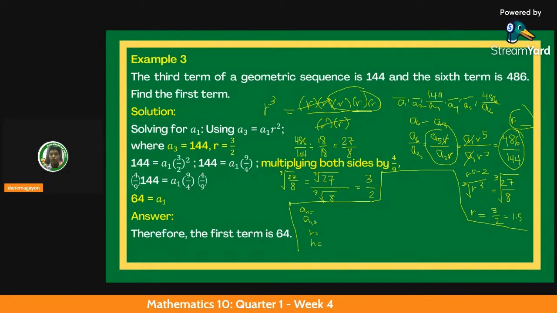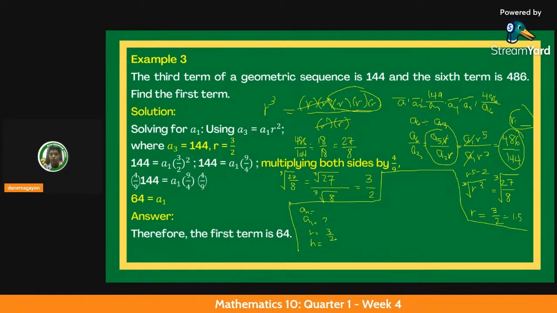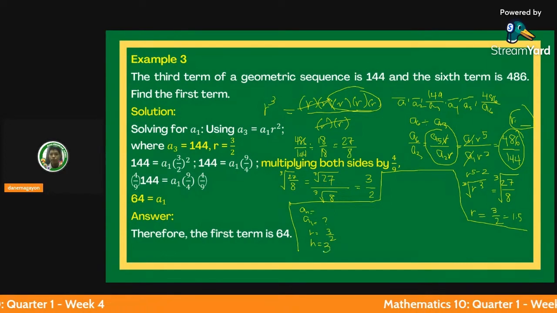Based on this problem, yung A sub 1 natin is unknown. Hindi pa natin alam. Yung R natin is we have 3 halves, or you can use 1.5 if you want. Yung n natin originally 6, pero you can also use 3.